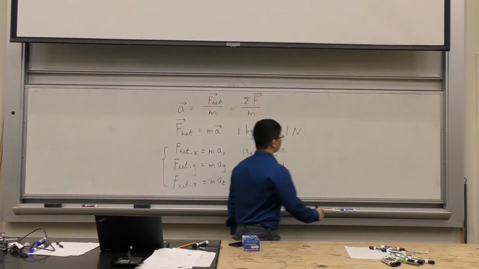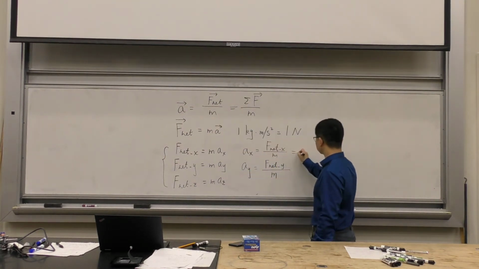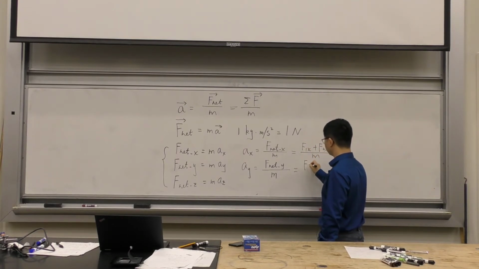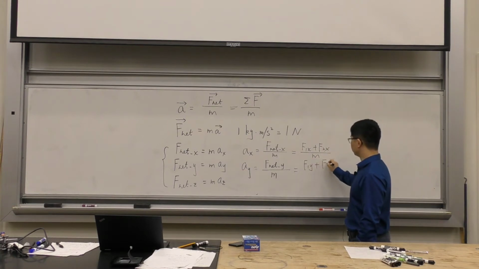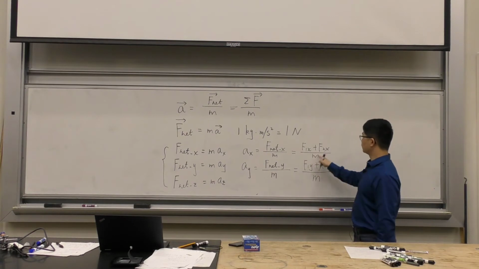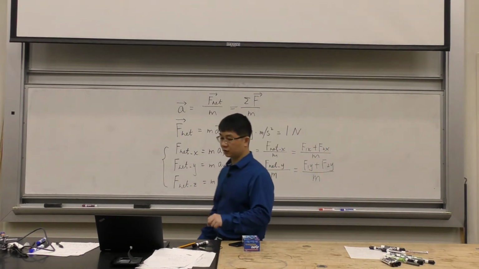Okay, so let's see. I'm going to break each force, because this one is just going to be F1x plus F2x divided by mass, right? This one is going to be F1y plus F2y divided by mass. I just need to find these four components. So all you need to do is break each force into x and y components.